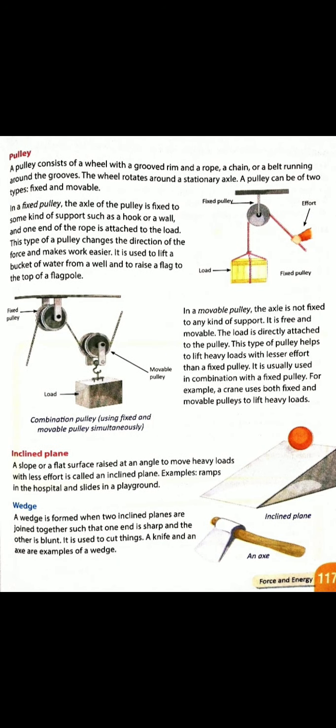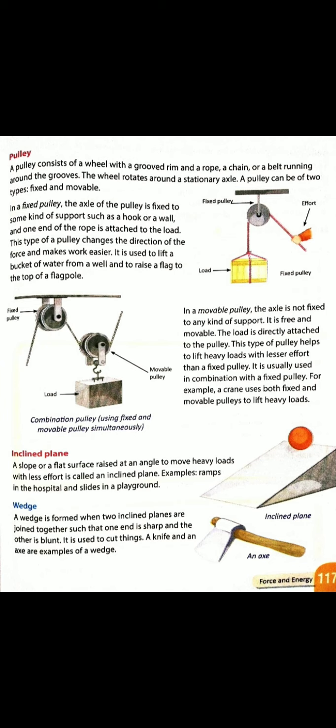Now, next is pulley. A pulley consists of a wheel with a grooved rim and a rope running around the grooves. The wheel rotates around a stationary axle, and pulley can be of two types: fixed or movable. In a fixed pulley, the axle of the pulley is fixed to a hook or a wall, and one end of the rope is attached to the load. This type of pulley changes the direction of the force and makes work easier. And it is used to lift a bucket of water from a well, as shown in the picture.